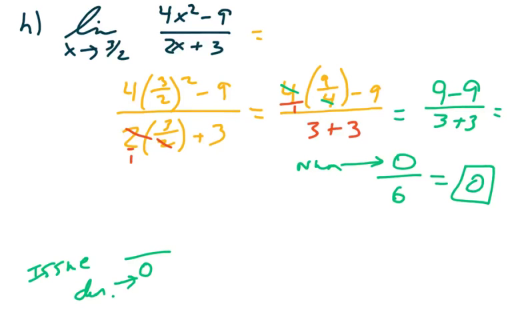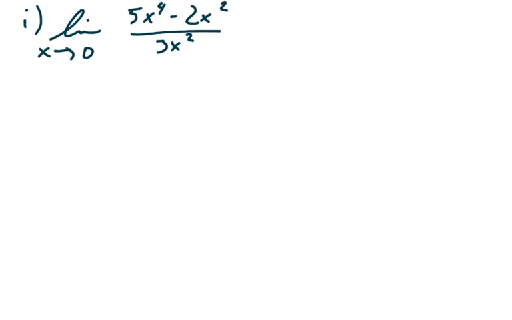That's when we have some sort of undefined value and we have to do either our factoring or our left-hand, right-hand split. But a 0 in the numerator is just 0. No reason to go any further. We have our answer.